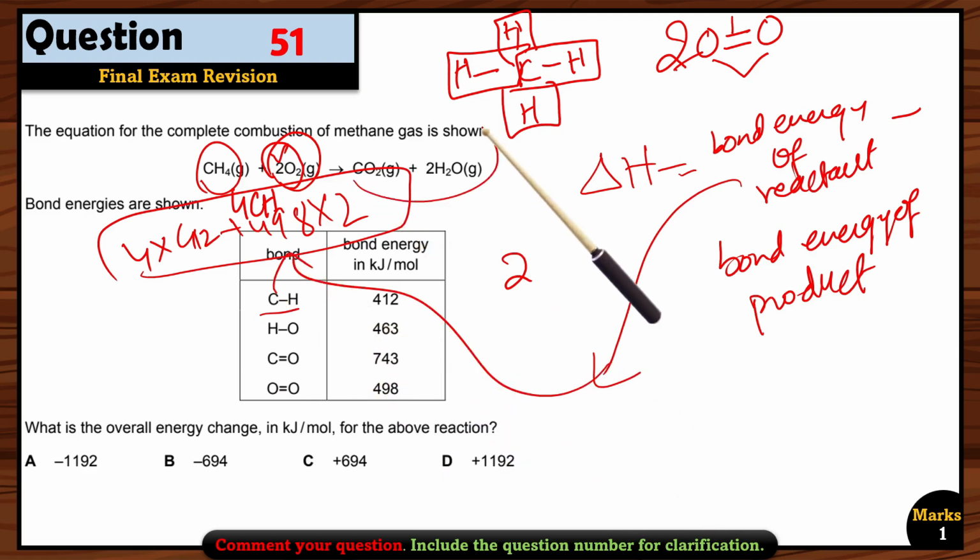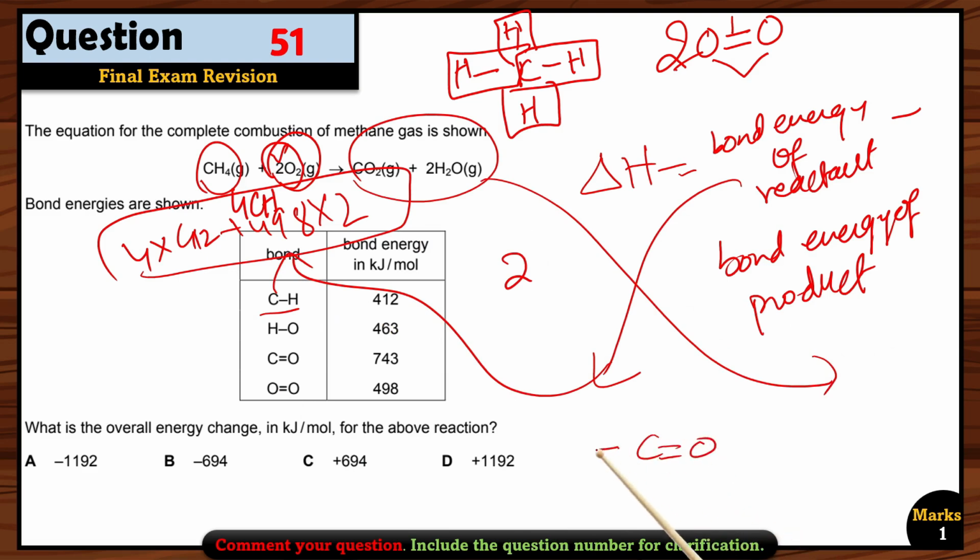What about the products? Again, if you look at carbon dioxide, you have to draw the structure and complete the electronic configuration. Carbon always makes 4 bonds. Oxygen always makes 2 bonds. So this is the right structure. So how many carbon double bonds do you have? 2. So you have 2 C=O bonds, that is 743 into 2.